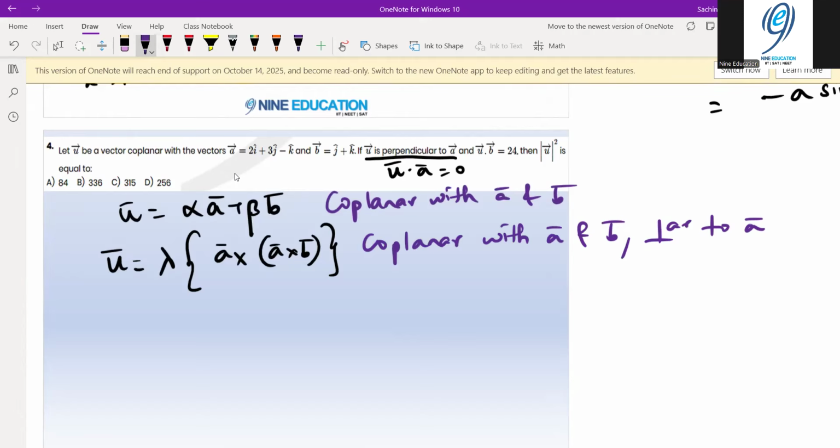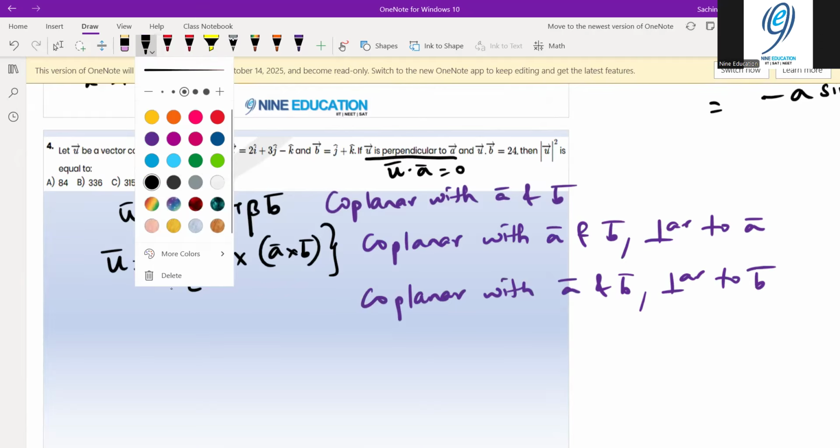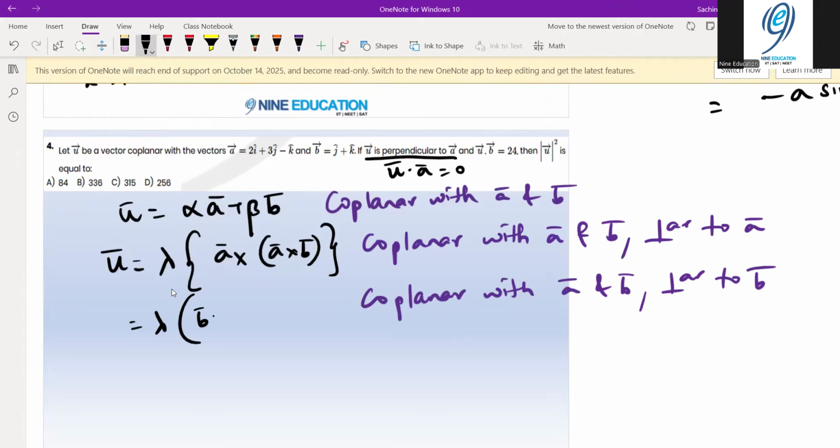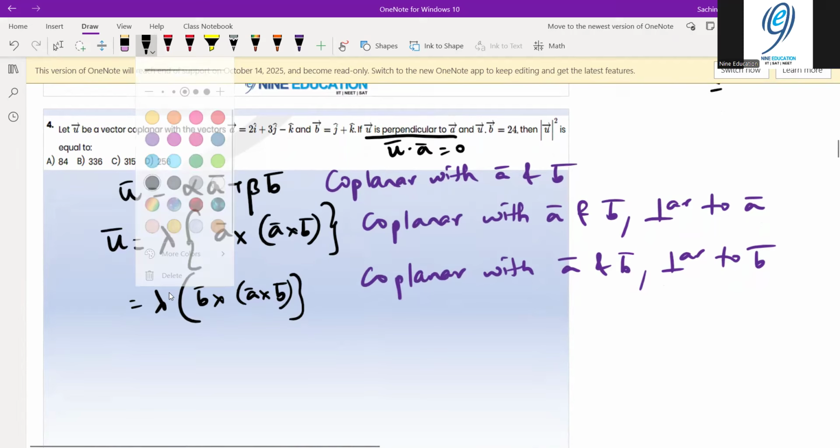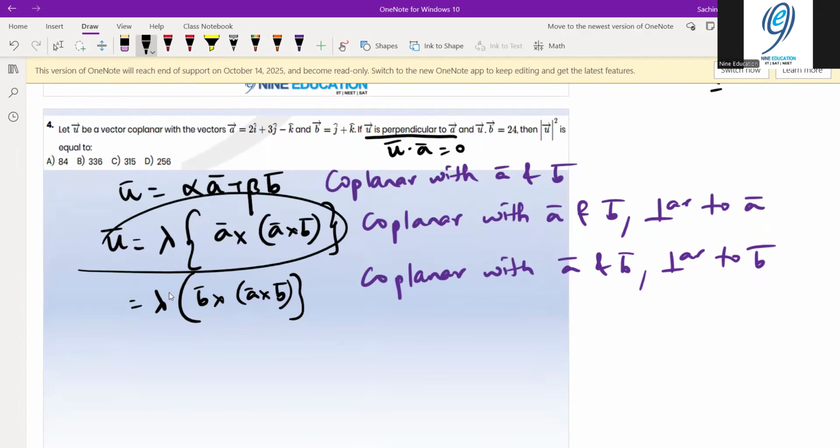Similarly, if the condition is that the vector is coplanar with a bar and b bar, and perpendicular to b bar, then you can assume that u bar is lambda times b cross of a cross b, right? So in this particular question, we don't need two unknowns, we can use one unknown. So here I will assume that u bar is lambda times a cross of a cross b, right?